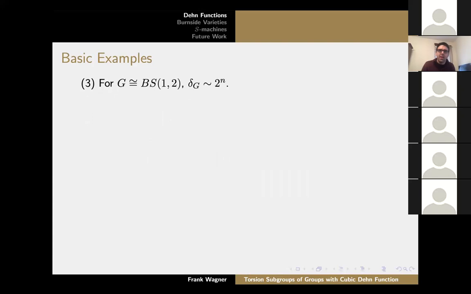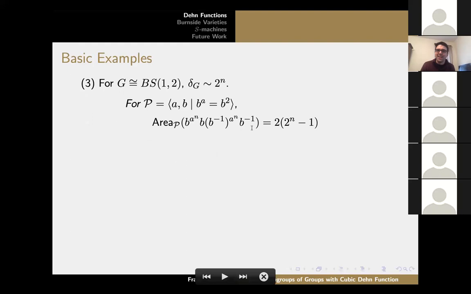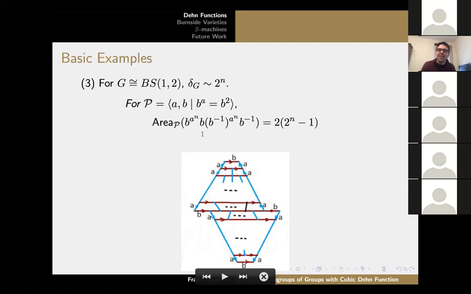Okay. And just one more example, we look at the Baumslag-Solitar group, BS(1,2). Its Dehn function is going to be exponential. Here, if we take the natural presentation of the Baumslag-Solitar group, and we look at this relation, an easy way of looking at this is looking at this diagram here and saying, well, we're conjugating b by a to the n. This will give us b to the 2 to the n.